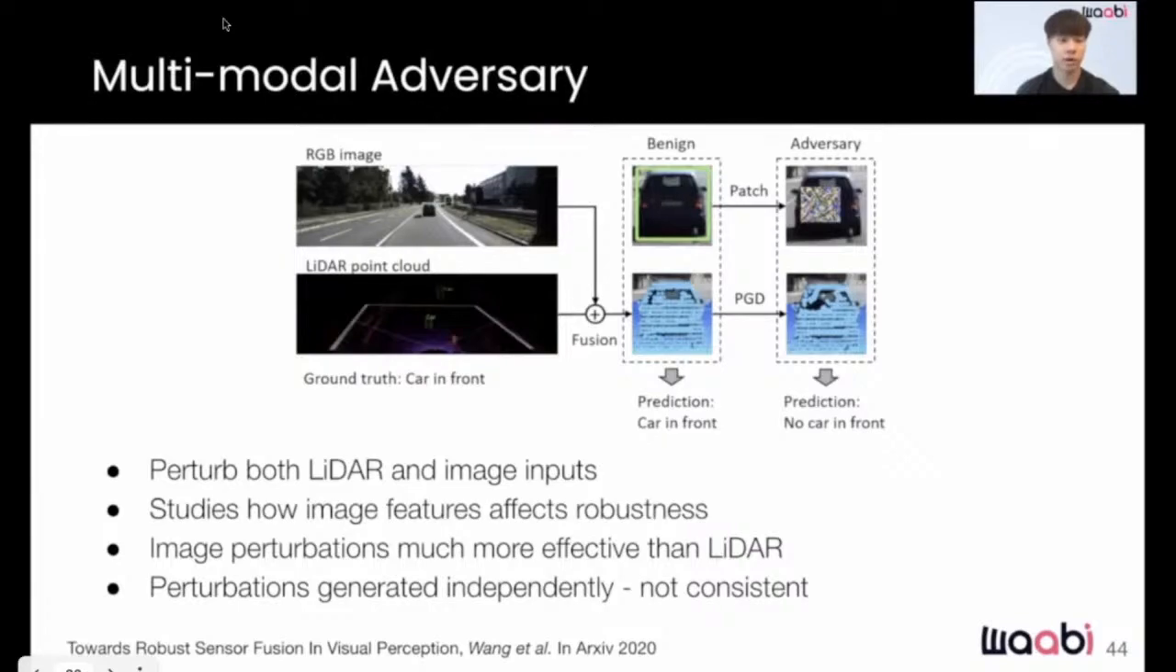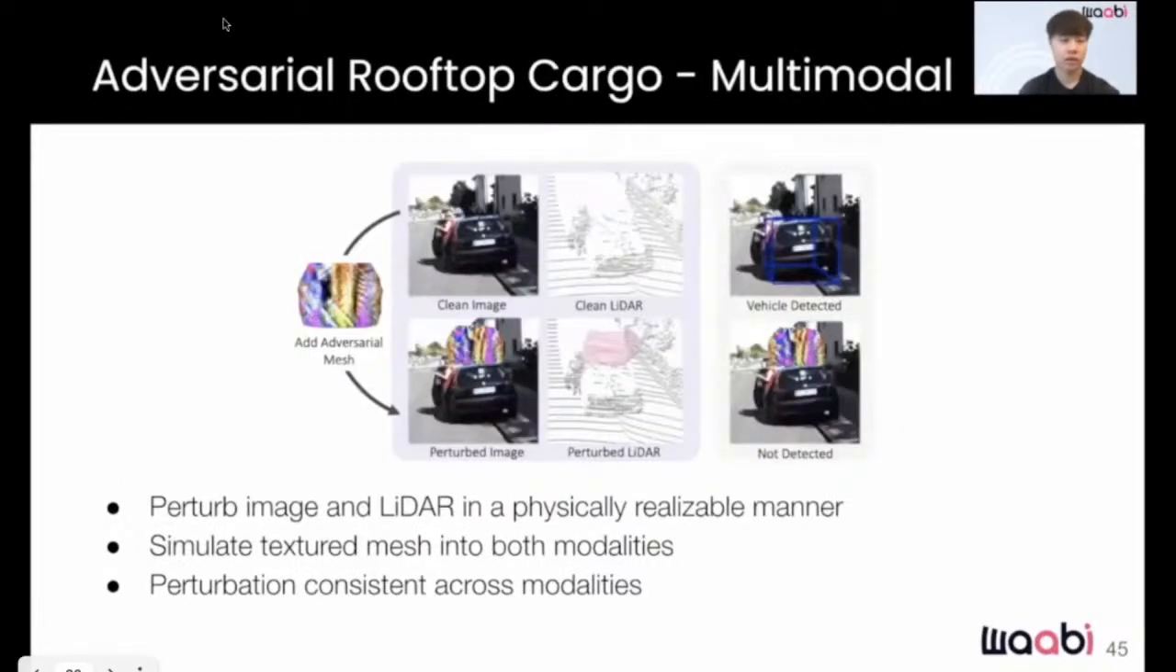inconsistent across the two modalities. To hide vehicles in a realistic manner, we extend the previous rooftop cargo attack to include a textured mesh. Rendering the same object into the two modalities ensures that perturbations are physically realizable.